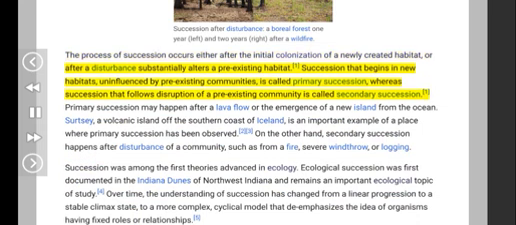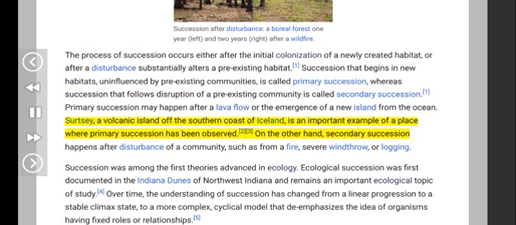Succession that begins in new habitats, uninfluenced by pre-existing communities, is called primary succession, whereas succession that follows disruption of a pre-existing community is called secondary succession. Primary succession may happen after a lava flow or the emergence of a new island from the ocean. Surtsey, a volcanic island off the southern coast of Iceland, is an important example of a place where primary succession has been observed.